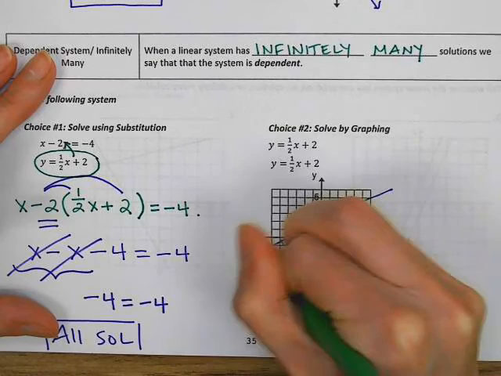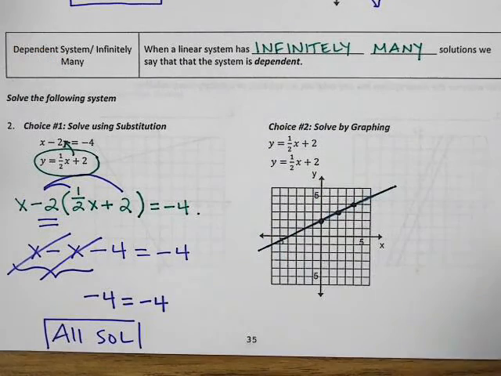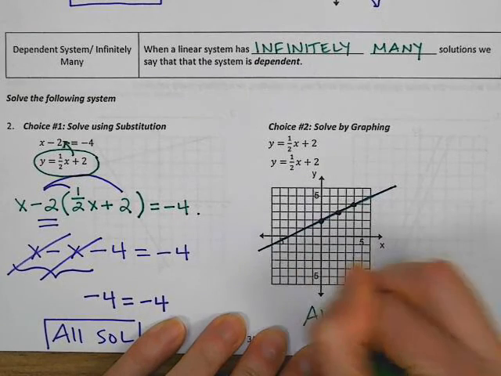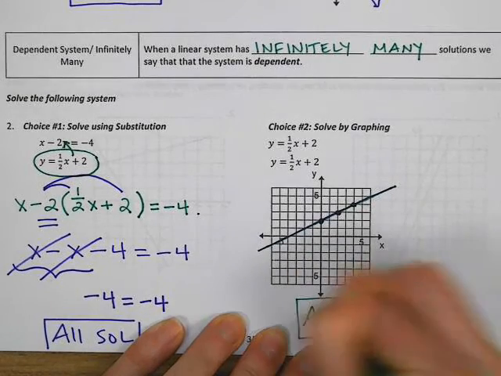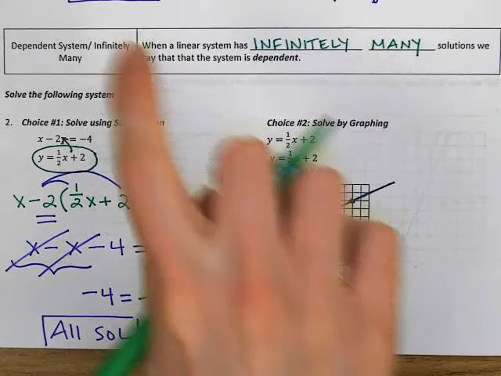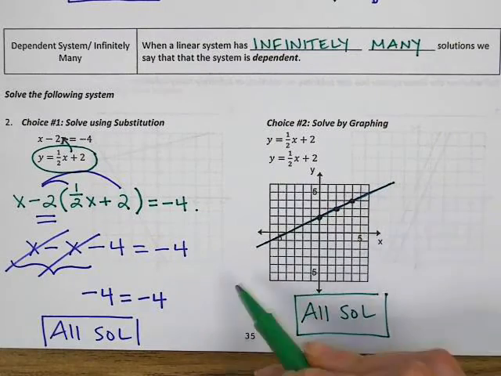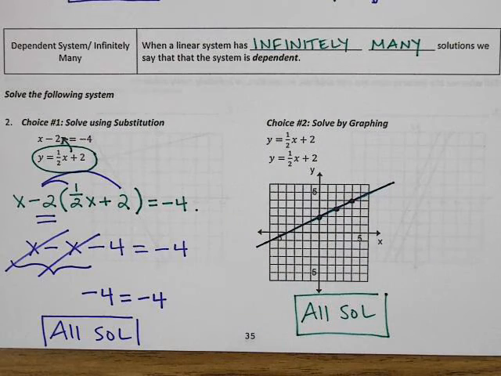So notice how they're on top of each other, or they're the same line. Well, that means that they have every point in common. So this one's also all solutions, or infinitely many, or a dependent system. So it's really obvious when you're graphing it if they're the same line or on top of each other.